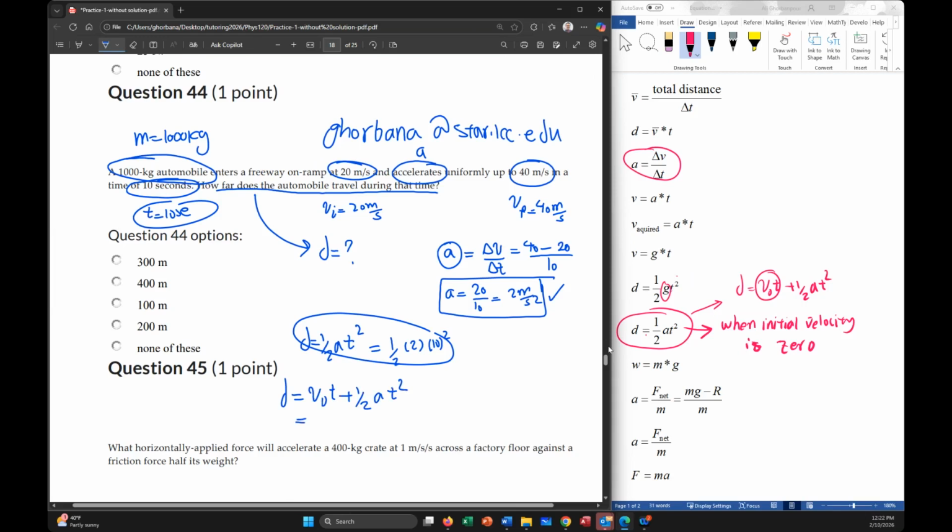What is the initial velocity? 20 multiplied by 10, plus 1 over 2 times 2 times 10 to the power of 2. The 2 and 2 cancel each other. 10 to the power of 2 is 100. This is 100, and 2 times 10 is 200. So it's going to be what? 300.